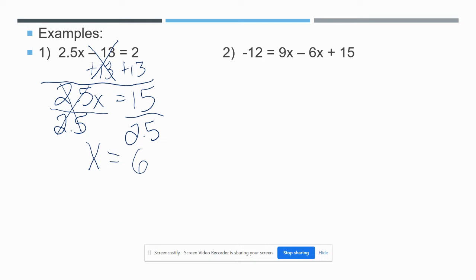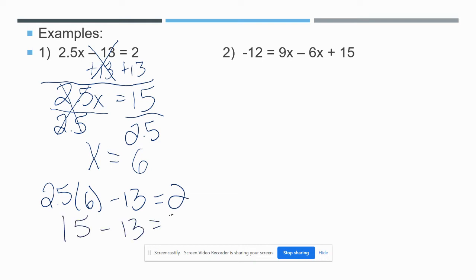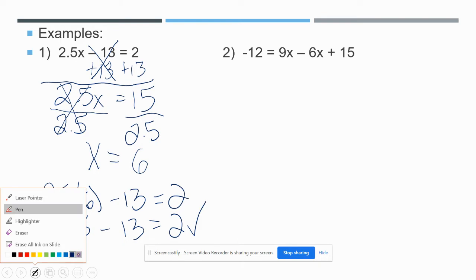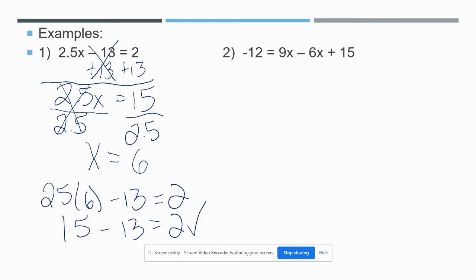Always want to make sure that we are checking our solution. So 2.5 times 6 minus 13. 2.5 times 6 is 15. Is 15 minus 13 2? Yep, so our answer is good. All right, let's take a look at number 2.